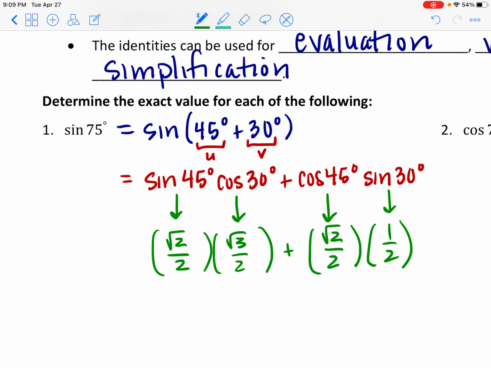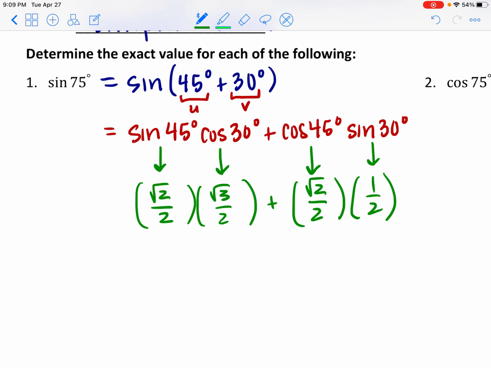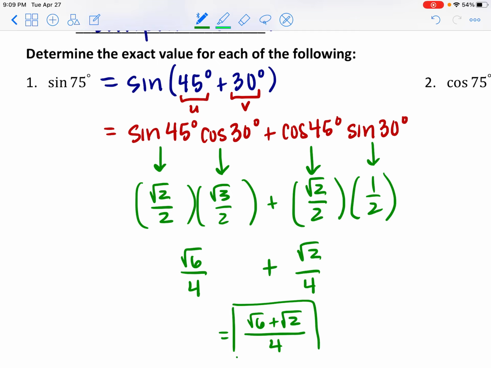So this is just algebra work from here. When we multiply the first two fractions, we end up with the radical 6 over 4. Remember, when we multiply fractions, it's straight across the top and straight across the bottom. And then when we multiply the second set here, we get a radical 2 over 4. Now we've already got common denominators, so we end up with a radical 6 plus a radical 2, all divided by 4. That is the exact value for the sine of 75.